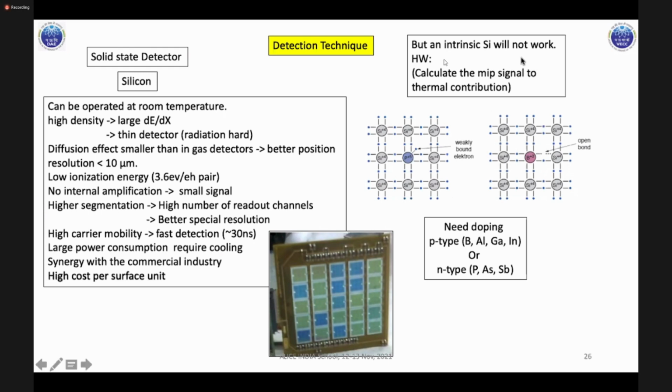I would like you to calculate one very important thing, and please take it as your homework. An intrinsic silicon will not work to serve the purpose of a detector. You need to add some impurity. Why? Your homework is you have to calculate the MIP signal. A minimum ionizing particle is entering. It is depositing some energy. You can take the thickness of the silicon as 300 micron and calculate what should be the MIP signal compared to the thermal contribution. This is your homework.